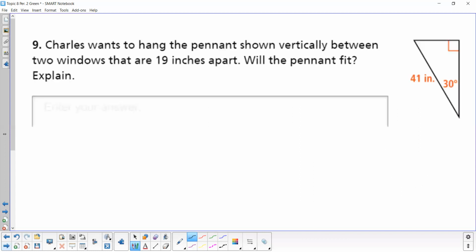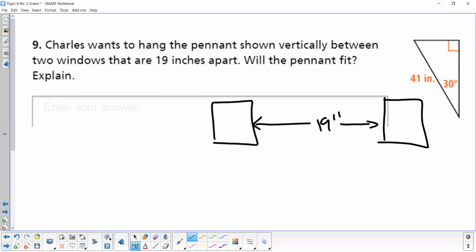All right. Here we've got a pennant, like a thing that you hang up that represents a school or a team or something. And Charles wants to hang it shown vertically in between 2 windows that happen to be 19 inches apart. That's specific. Will it fit? So you do math.